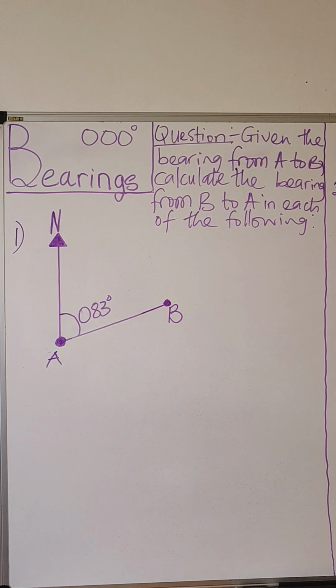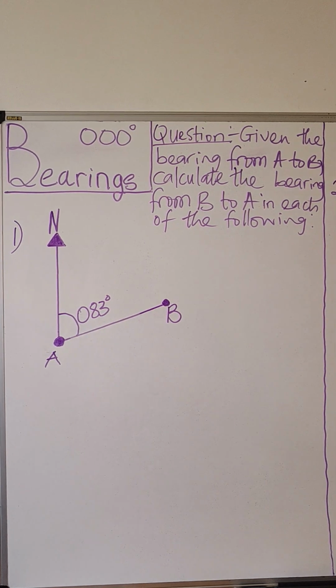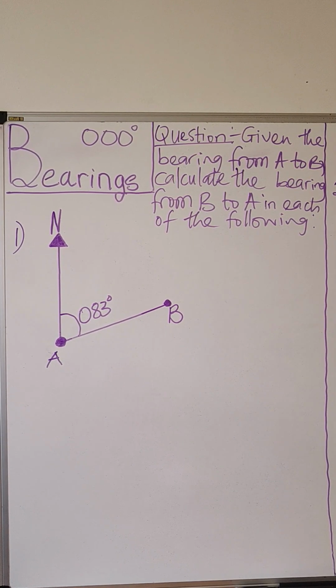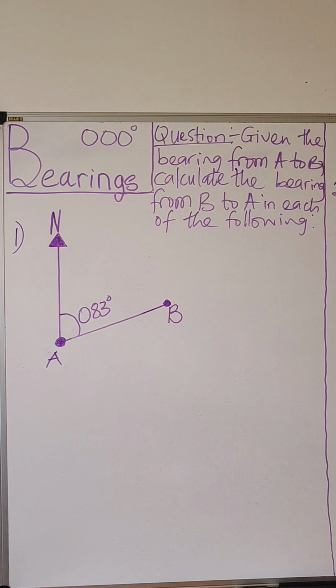Bearings are angles that are measured from north in a clockwise direction and are always written with three figures. This time around I have two questions to solve in this session. Let's read the question first. Given the bearing from A to B, calculate the bearing from B to A in each of the following.